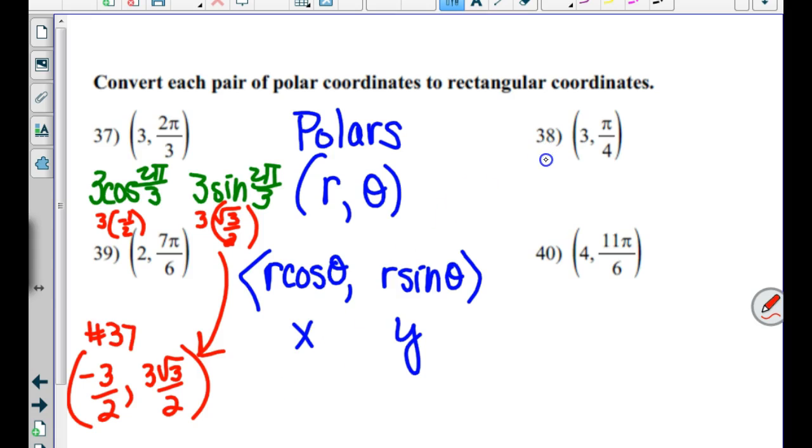Anybody do 38 super fast because you know what sine and cosine of pi over 4 are? What's cosine at pi over 4, guys? Please tell me someone in this room has those memorized. Pi over 4, sine and cosine.